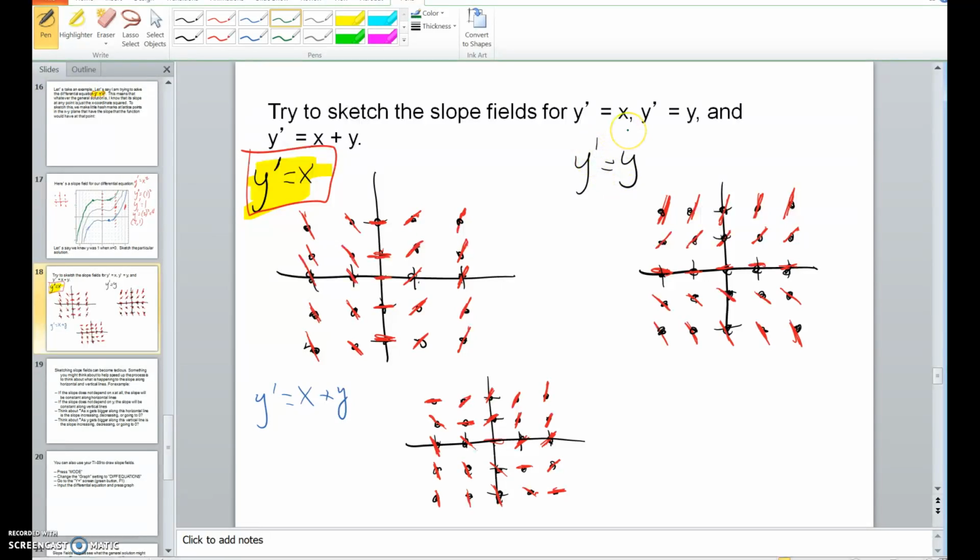Over here, y prime equals y, very similar to the one I did. It's just that the slope is equal to the y coordinate instead of the x coordinate. The third one is a little bit trickier. Y prime equals x plus y. You have to add together the x and the y coordinate to see what the slope is at each point. If you notice a pattern, you actually get the same slope along diagonal lines. So like this. All those are the same slope.